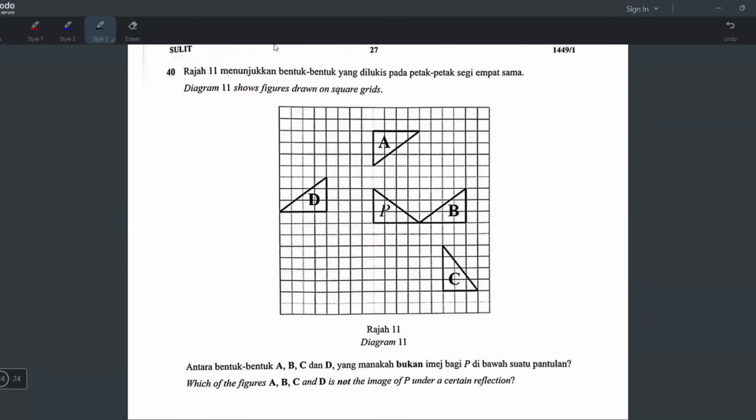Okay, we are at the final question. Let's finish it. Diagram 11 shows figures drawn on square grid. So I can see they are all triangles. And then this is A, B, C, D. And P is like, I'm assuming that's the object lah. Or maybe that's the image. It could be the image also.